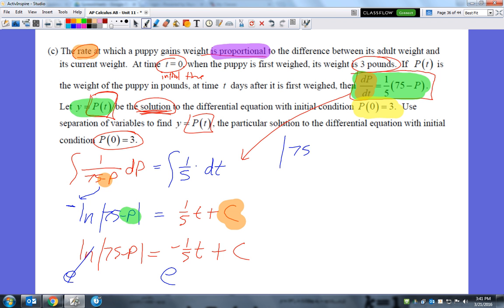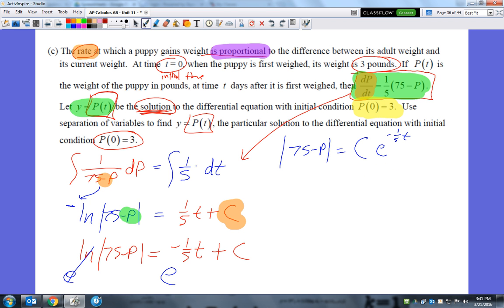So I'll say the absolute value of 75 minus p is equal to e to the negative 1/5 t plus c. And yes, this is the same as e to the negative 1/5 t times e to the c, from what we talked about from that algebra 2 stuff: when multiplying with the same base, we add the powers. So I can combine those together to get c. I'm going to go ahead and write that right now. Okay, so I'm going to combine those together, and I'm going to get big C times e to the negative 1/5 t. So we're almost there.